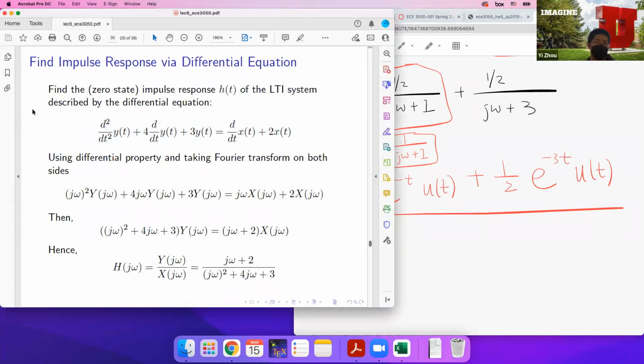And you can see the power of the Fourier transform. Once you transform everything into the frequency domain, you can get rid of convolution, differentiation and integration. So that is why in many cases, it is very convenient to analyze signals and systems in the frequency domain.